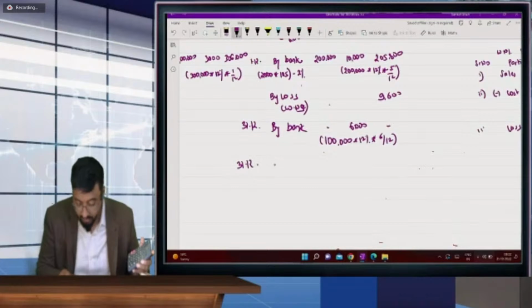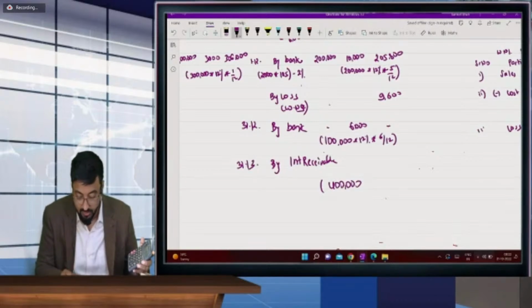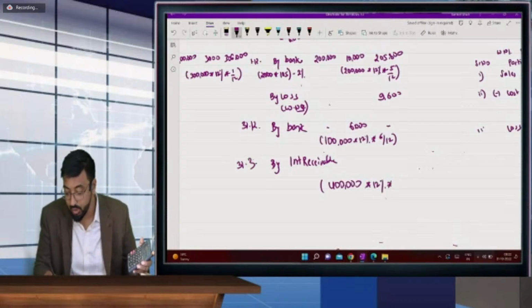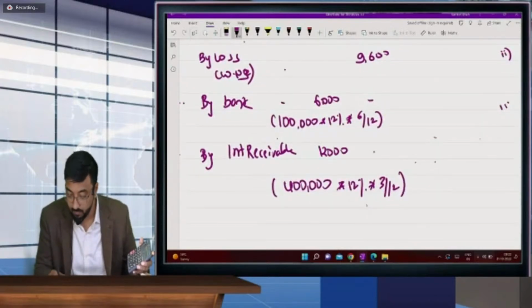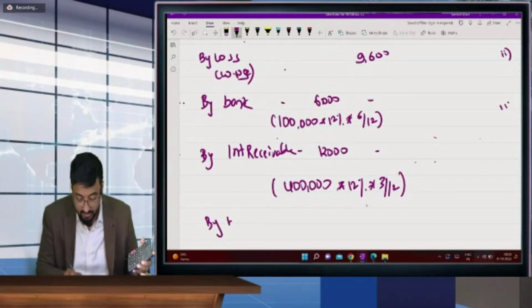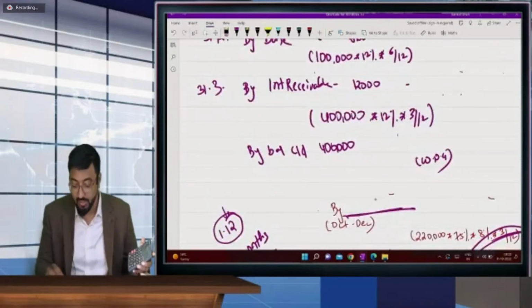So 31st December, by interest receivable. First, interest receivable, as balance sheet date is important. 4 lakhs, 31st March, sorry, 31st March, not December. 4 lakhs into 12% into 3 months, 12,000. And then by balance carried down. Now here it is 4 lakhs, and cost we have to find out. Working note 4, and then you will get the answer.